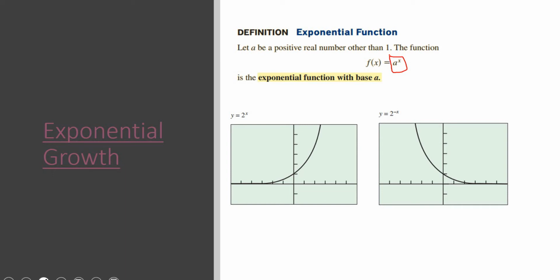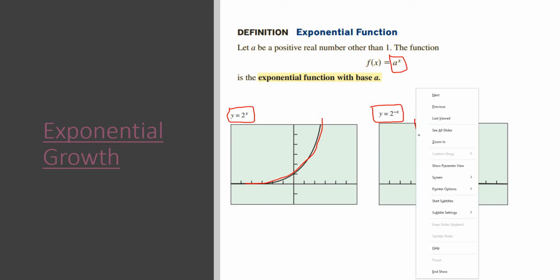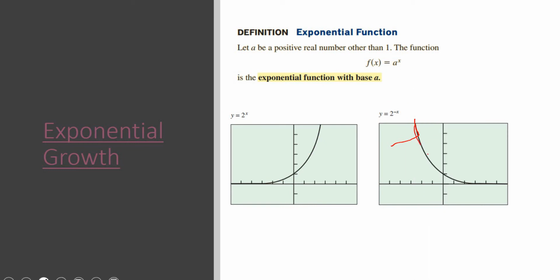So we have an x in our exponent, and what that means is that we have a function that grows really, really quickly. As that x value gets bigger and bigger, our y value grows exponentially and shoots off into infinity, basically. And if we have a negative x, if we have 2 raised to the power of the negative x, then we have a function that starts off really high but is slowly decaying and then bottoming out at y equals 0.